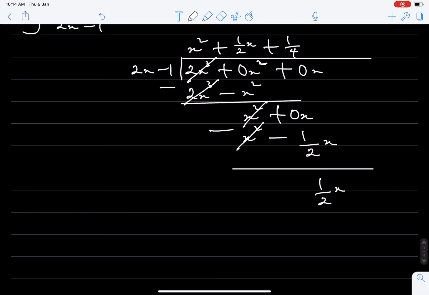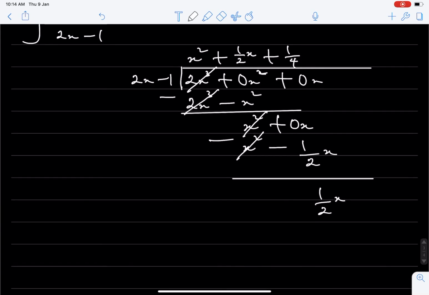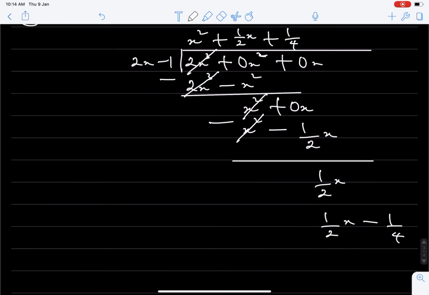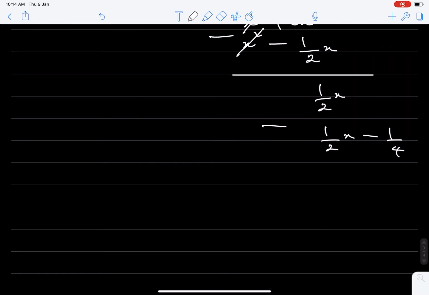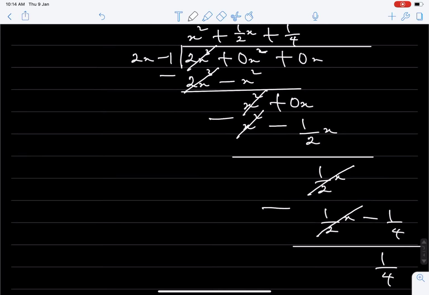And when we multiply, we have half x minus 1 over 4. So we subtract again as usual, and then we have half x minus half x is 0, and 0 minus minus 1 over 4 is 1 over 4. So the remainder is 1 over 4.